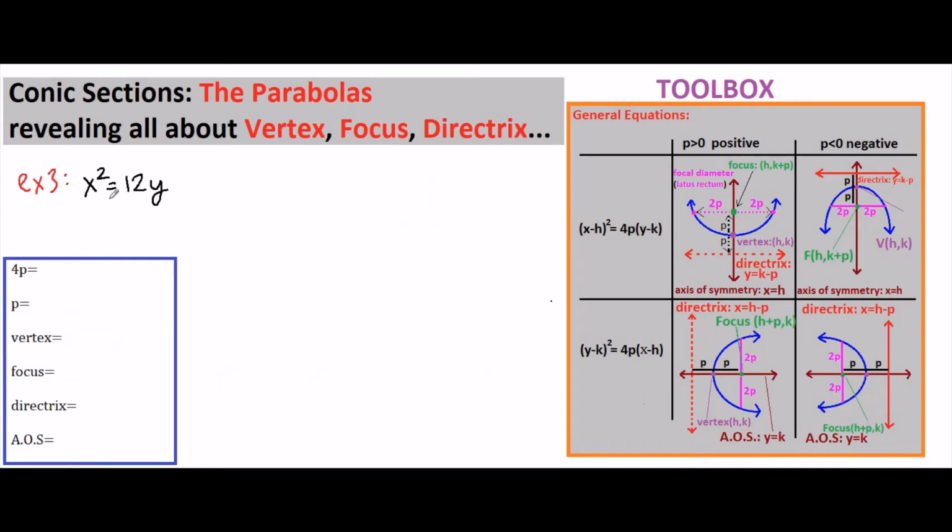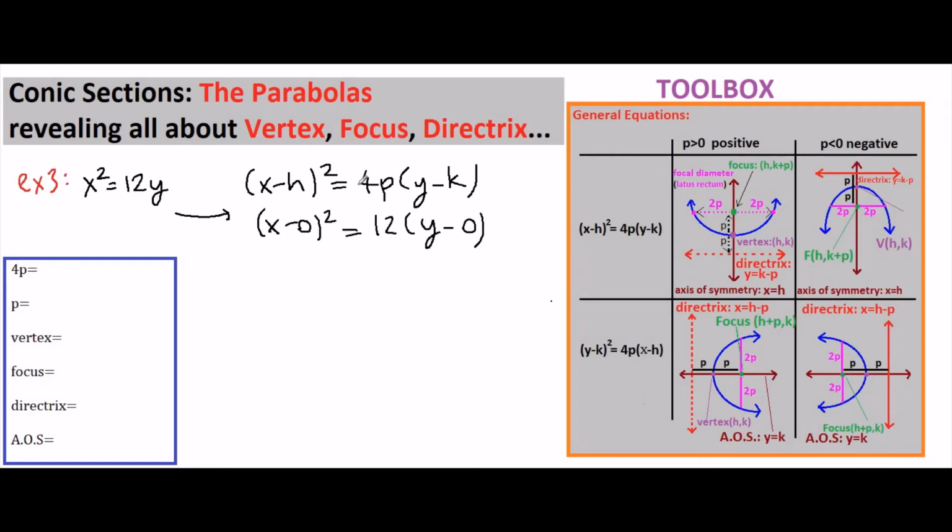Our example 3 is x squared equals 12y. So this equation is in the form of (x minus h) squared equals 4p times (y minus k). Let's put this in our standard form. (x minus 0) squared equals 12 times (y minus 0). So we can tell that our 4p is equal to 12. Then our p is equal to 12 divided by 4, which is 3. Our vertex is h, k, which is 0, 0.